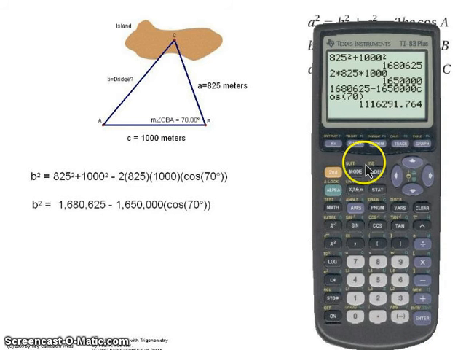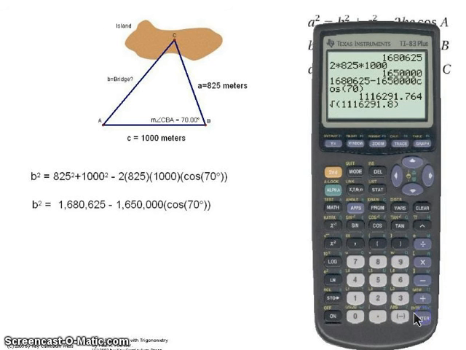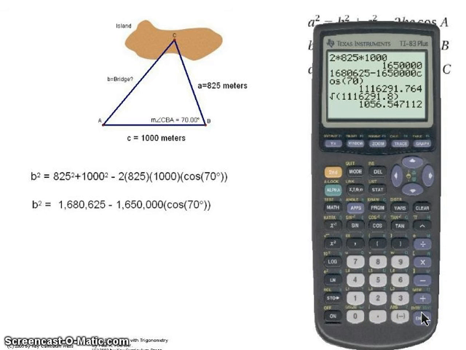And this answer comes out to be a very large number, 1,116,291. Clearly that can't be the bridge, and it's not. This represents b squared. To figure out how long the bridge is, you have one more step: the square root of this number. And there we go. The bridge is about 1,057 meters.